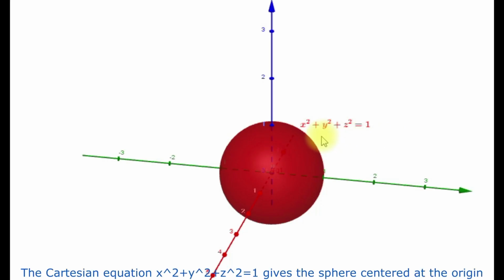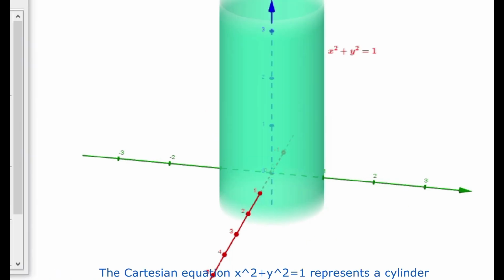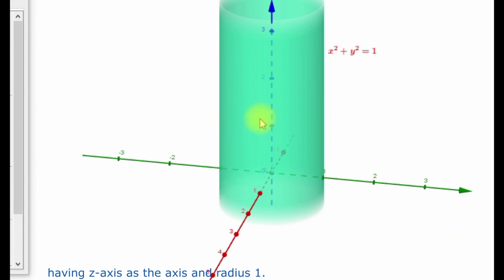The Cartesian equation x squared plus y squared plus z squared equals 1 gives the sphere centered at the origin and having radius 1. The Cartesian equation x squared plus y squared equals 1 gives a cylinder having the z-axis as the axis and radius 1.